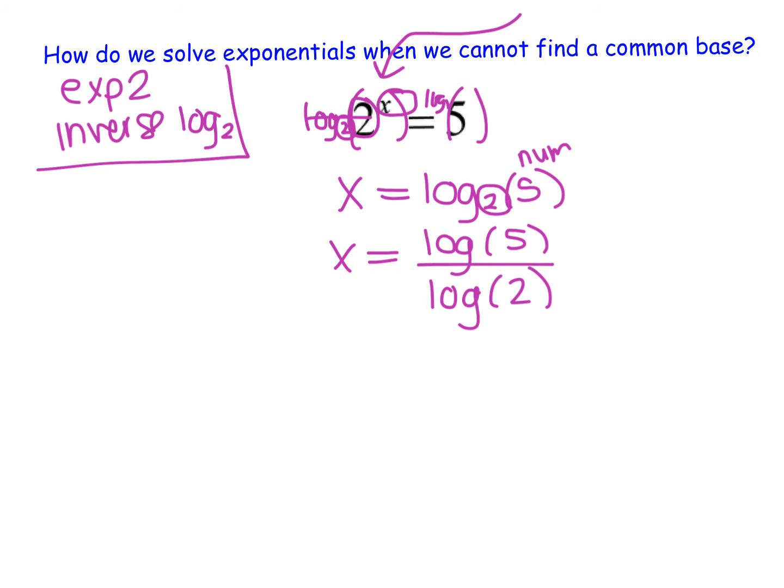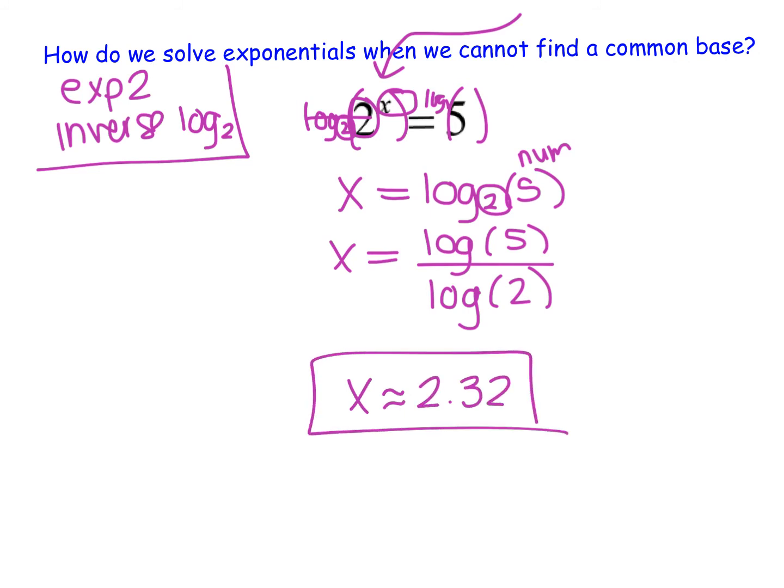So I can now take log of 5 divided by log of 2. Remember, both of those logarithms are base 10. And if we divide them in our calculator, we find that x is approximately 2.32. So again, we can use our knowledge of a base 2 log and a base 2 exponent to undo that exponential base so that we can basically take what's in the exponent out of the exponent.